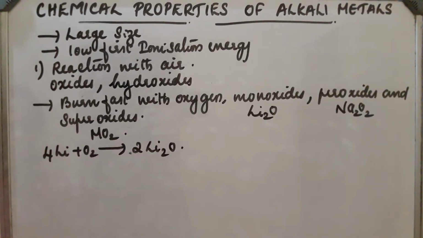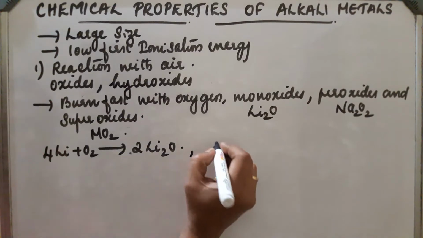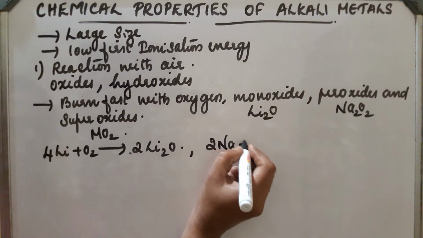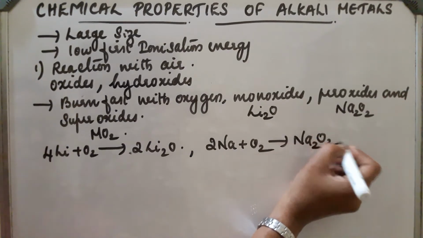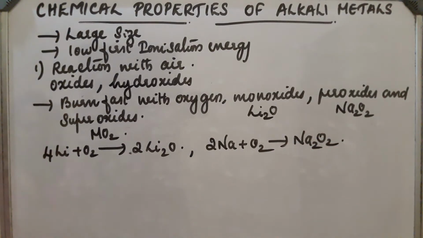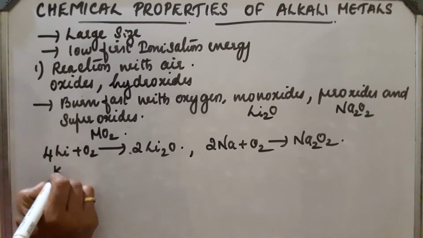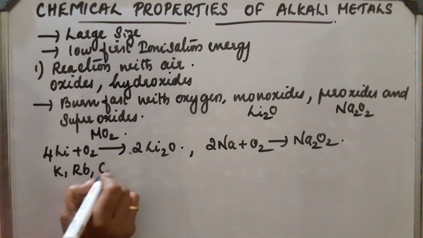So the reaction will be 4Li plus O2 gives 2Li2O, monoxide. Lithium monoxide is obtained, and for sodium, 2Na plus O2 gives Na2O2, that is sodium peroxide is obtained, and all other metals, in the case of potassium, rubidium and cesium.